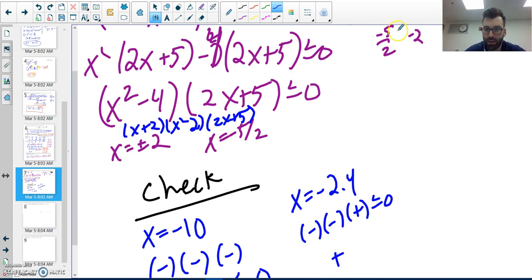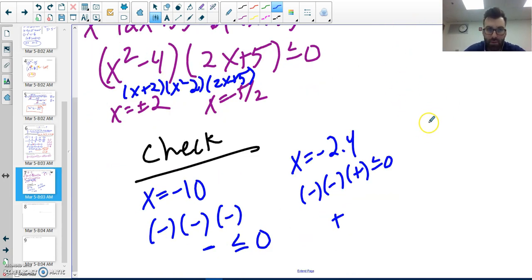A number between negative 2 and 2, I'm going to plug in 0. If I plug in 0, I get a positive, negative, positive, which gives me a negative number, which is less than or equal to 0.